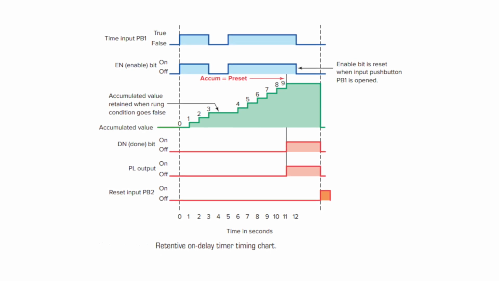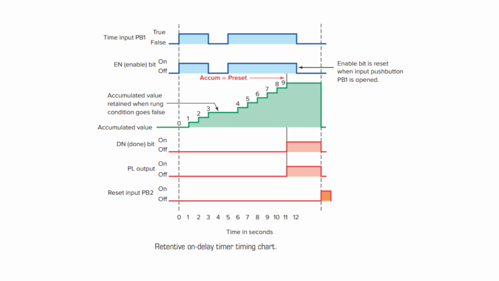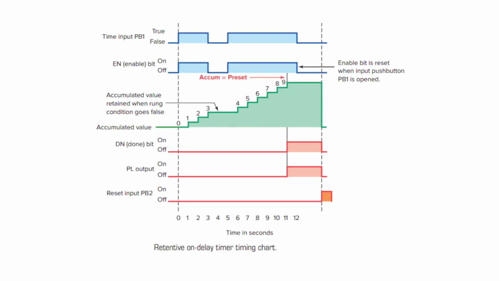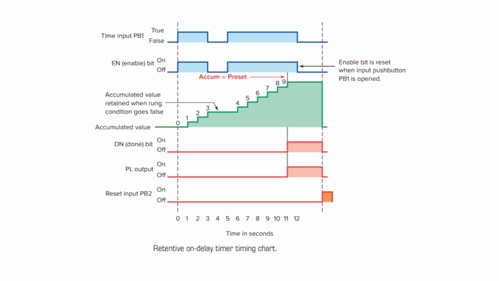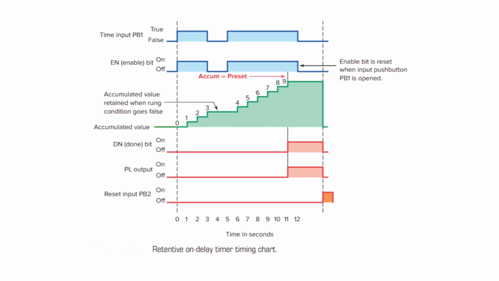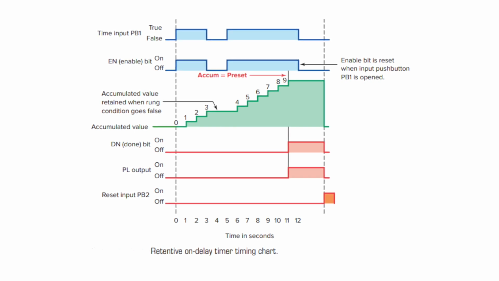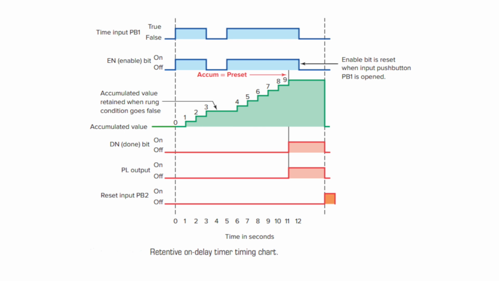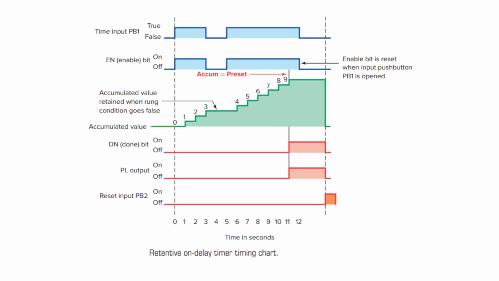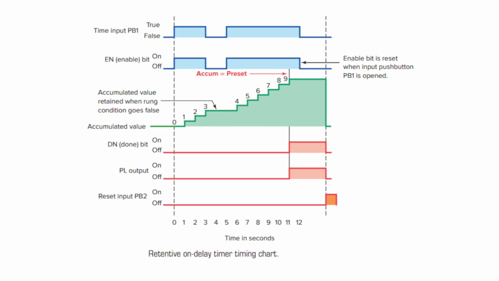My output, which is connected to the done bit, that is T4:2/done bit, becomes high after 9 seconds, right? So the program is similar to the TON timer. The only difference is my retentive timer holds the accumulated value when my input supply goes down or goes off, right? So in the diagram I'm again explaining, when the timing rung is true, PB1 closed, the timer will commence the timing.